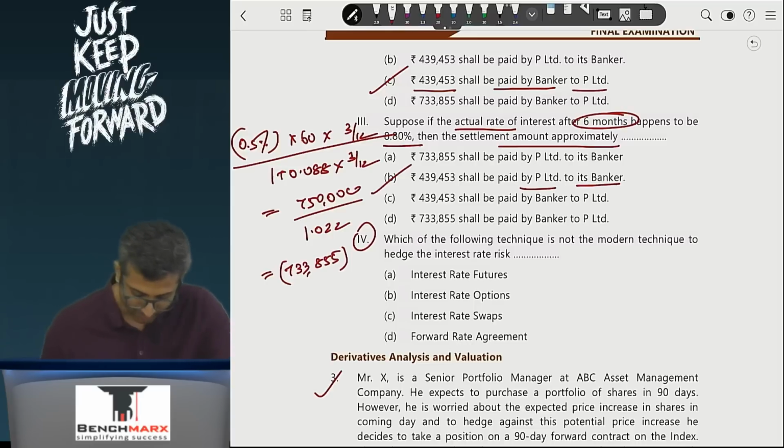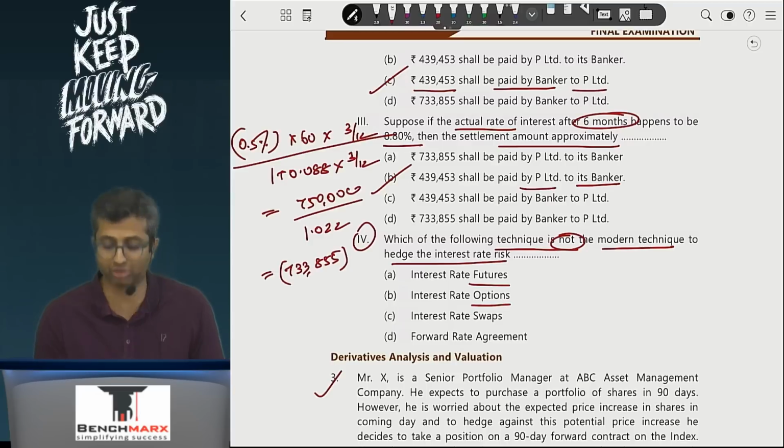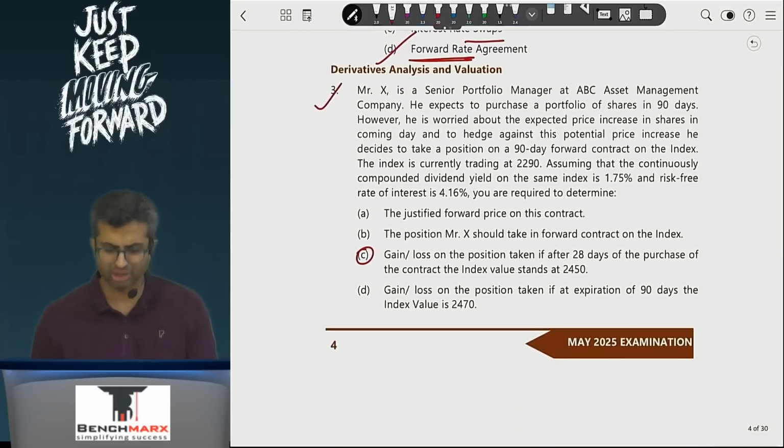Okay, so then you have point 4. Now this is kind of a theory thing. Which of the following is not a modern technique to hedge interest rate risk? Futures and options have been fairly recent ones, since exchanges have been introduced, as well as swaps. But the forward rate has been there since quite some time, and as a result the forward rate agreement, that is option number D, is to be taken as the answer over here. Okay, so this is the 4th MCQ, and you are done with your case study based MCQs.